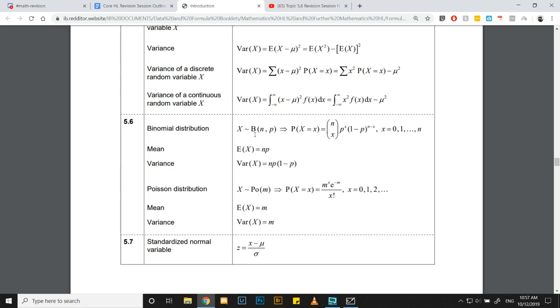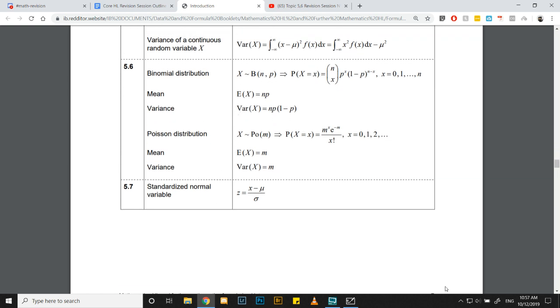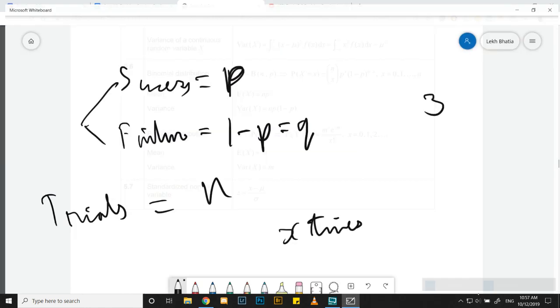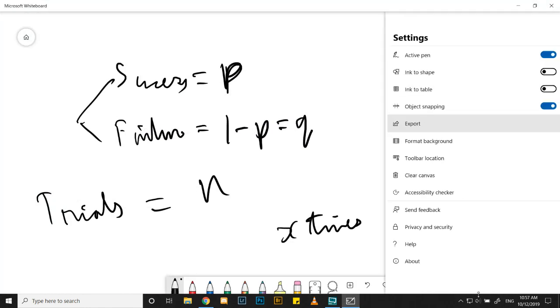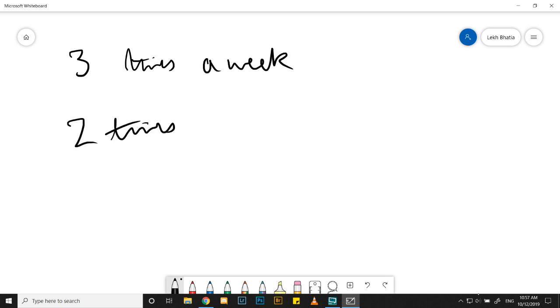So next we have the Poisson distribution. The Poisson distribution is used when you have a recurrent thing occurring within a given time period. So instead of having a success or failure, you have a given time period. So this happens on average 3 times a week, and then what is the probability of it happening 2 times? That's where the Poisson distribution comes in.